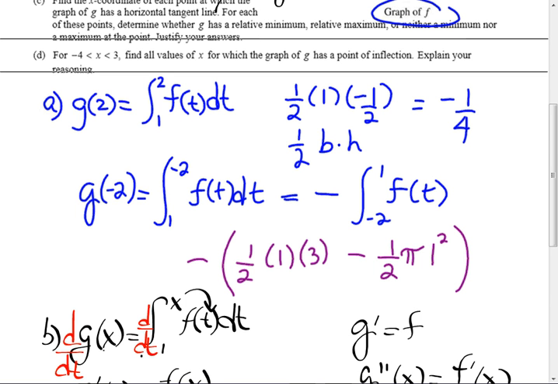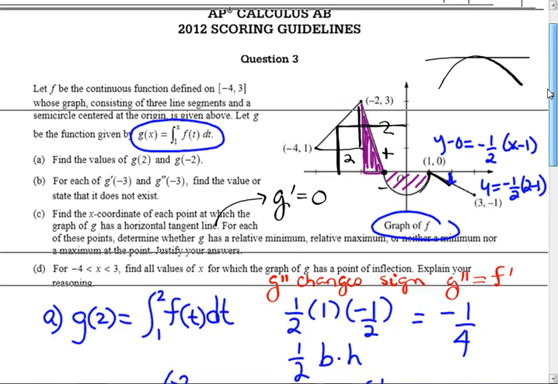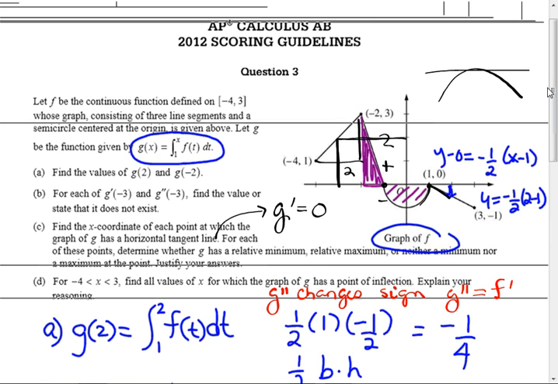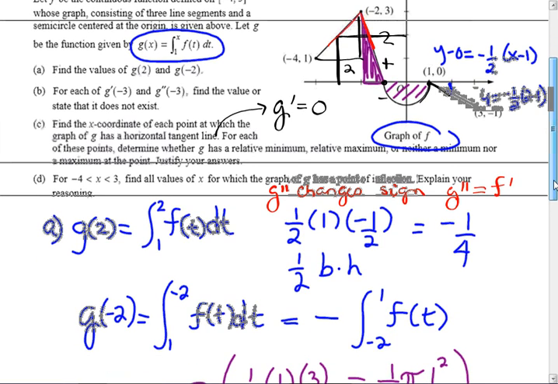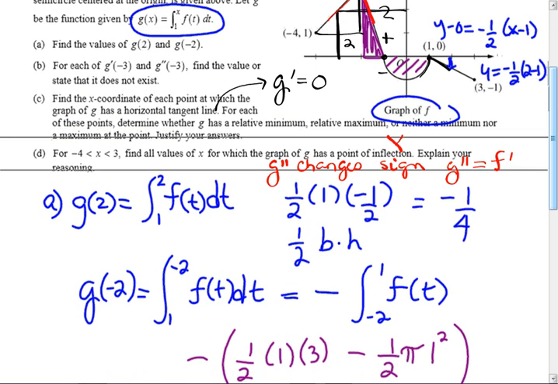Inflection points, that's where G double prime changes sign. Don't say it's 0, because that's not true. Now, G double prime is equal to F prime. So where does the derivative of this graph change sign? It's positive here and then negative. Is that an inflection point at negative 2? Yes. Some people ruled it out because they said the second derivative doesn't exist. I don't care if it doesn't exist, it's still an inflection point.